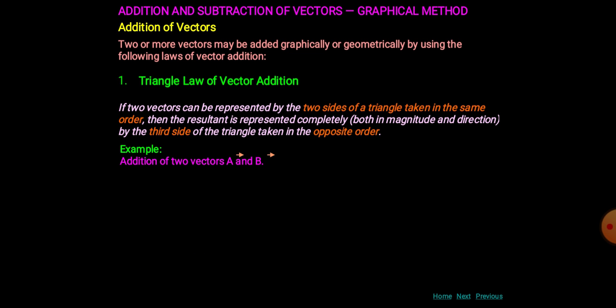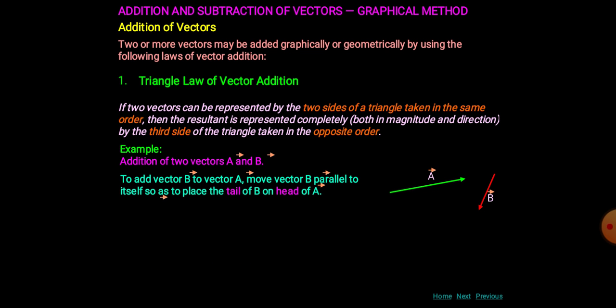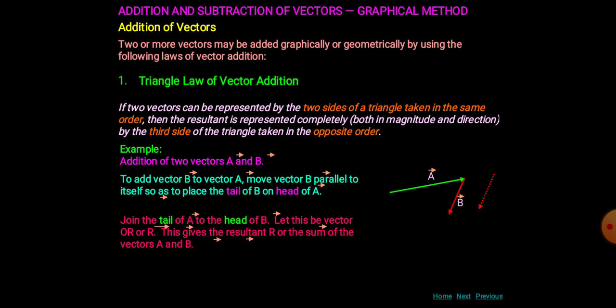Try to understand this with the help of the figure. Here we have taken vector A, then vector B. So, to add vector B to vector A, move the vector B parallel to itself so as to place the tail of B on the head of A. Observe it carefully. We have just added. So the resultant vector that we will get here is OR. You will observe in the figure, OP is vector A and PR is vector B.